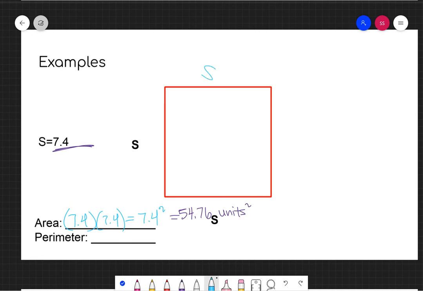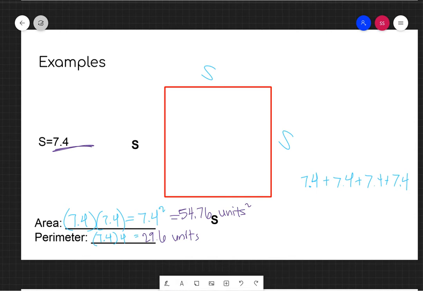Perimeter. Perimeter, again, is when we take the sum of the length of all the sides. Now in this case, again, we could write it all out. 7.4 plus 7.4 plus 7.4 plus 7.4. But since they are all the same size, we can simply multiply 7.4 by 4, since there's 4 sides of that length. And we would get our perimeter of 29.6 units. And voila, we have the area and perimeter of a square.